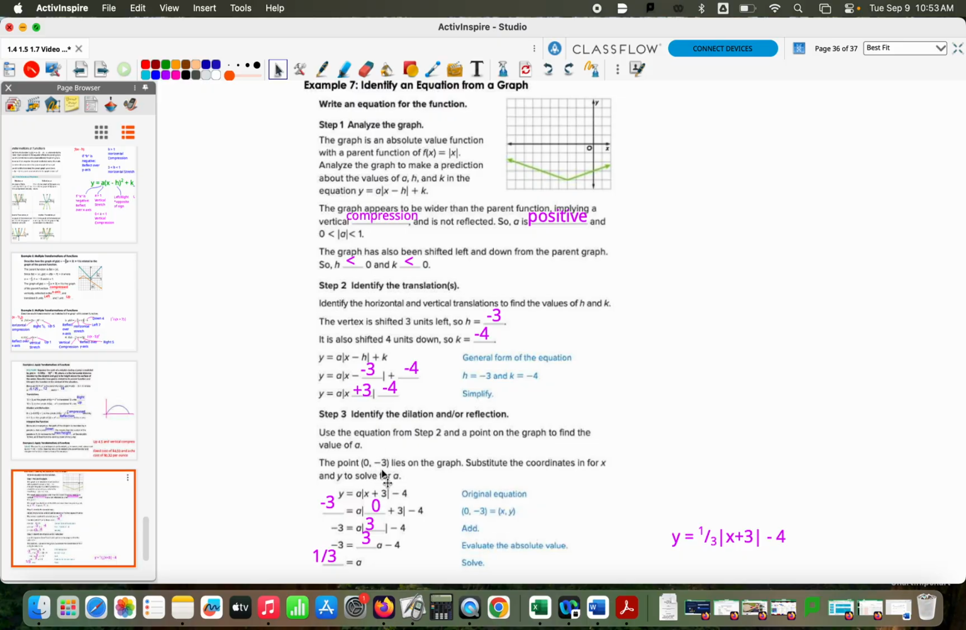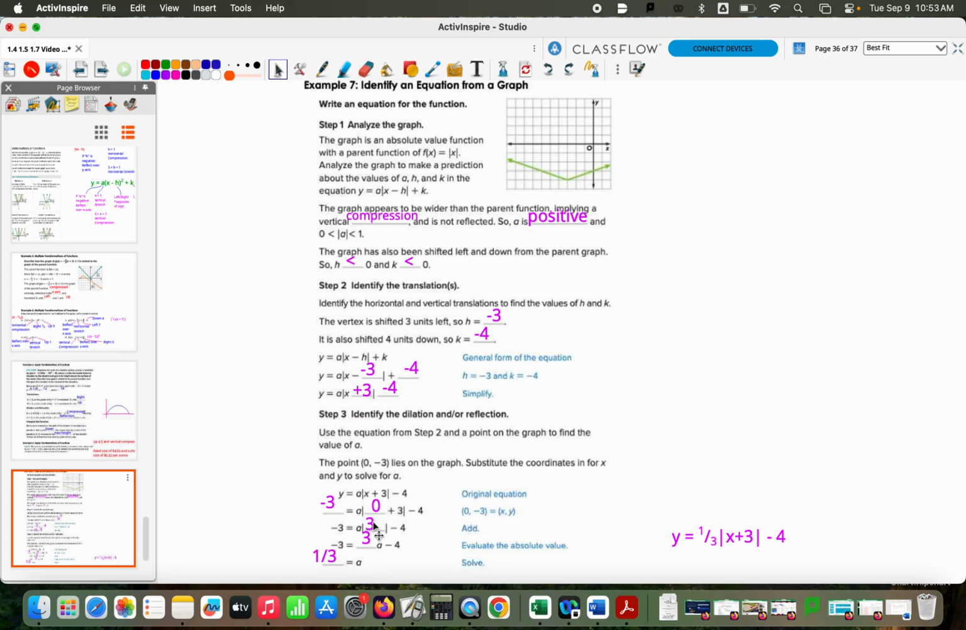So what you can do is pick a point. We could pick any point. I usually pick something besides the vertex. And so I could pick this point and plug it in. That's my x value of 0. That's my y value of -3. And the only thing left now is that value of A that I want to solve for. So let's see what we get.